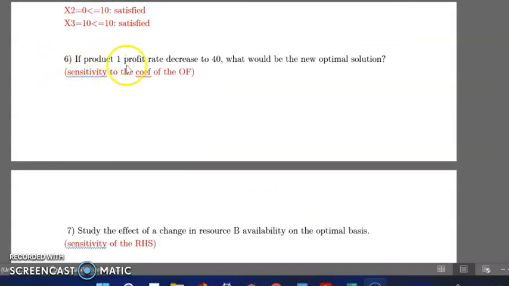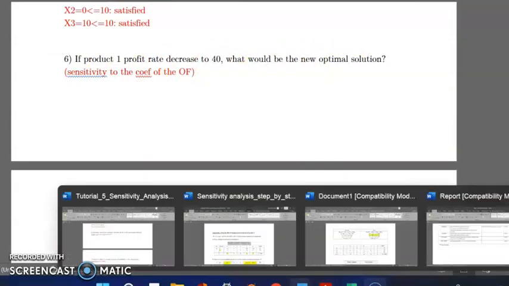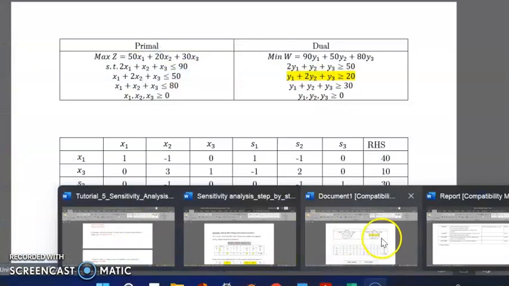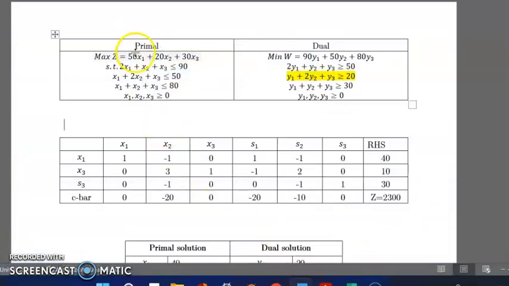Okay, now question 6. If product 1 profit rate decreased to 40, what would be the new optimal solution? Well, the current profit rate of product 1 is 50, so it's going to be going down by 10. So I'm going to call the change in the coefficient in the objective function of x1 delta 1.